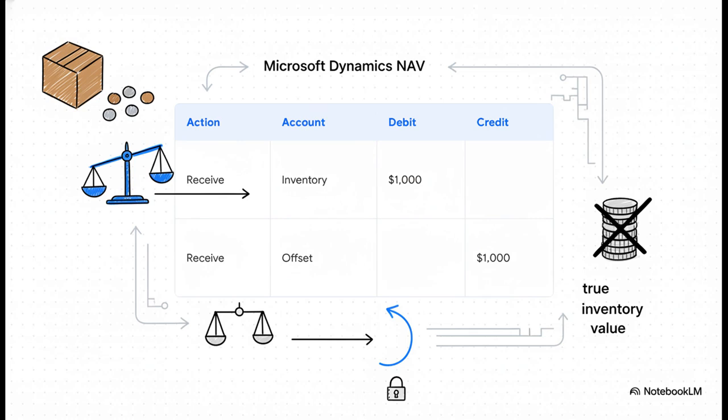Think about the financial math happening here for a second. Let's say you receive 100 pieces at $10 each on a purchase order. When those goods arrive, the asset account is debited $1,000. But instantly, the offset account is credited $1,000. They completely net each other out. That offset account is the hero here. It keeps your true inventory value perfectly honest.